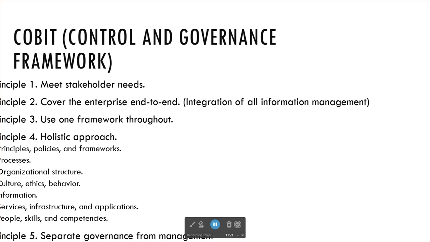Well, you have COBIT for IT. The first principle says look at the stakeholder, see what the stakeholder needs, and try to take care of the stakeholder. The second principle says to cover the enterprise end to end.